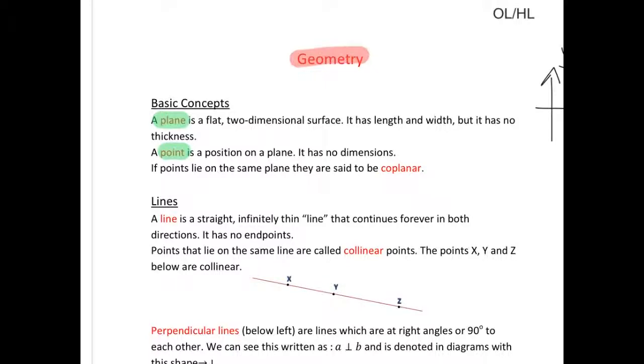Then when we look at lines, a line first of all is a straight, infinitely thin line that continues forever in both directions and it has no endpoints. So points that lie on the same line are called collinear points. So the points here, X, Y, and Z, are collinear. And this line here goes on forever. Of course, you will eventually run out of paper on which to draw your line.